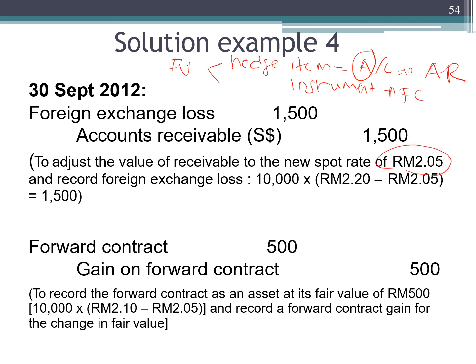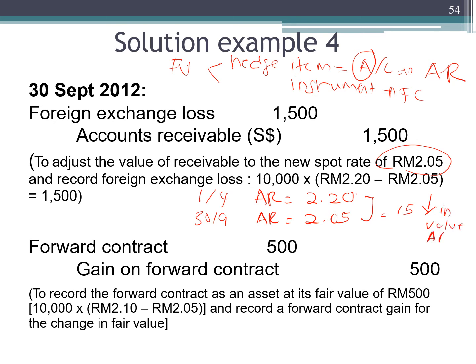So you are going to record the change in value. Your accounts receivable at the beginning, on 1st of April, has a value of 2 ringgit and 20. When you come to 30th of September, the accounts receivable value becomes 2 ringgit and 05. So the difference that you have here is 15 cents. This 15 cents is considered a loss. Why is it a loss? Because of a reduction in the value of the accounts receivable.